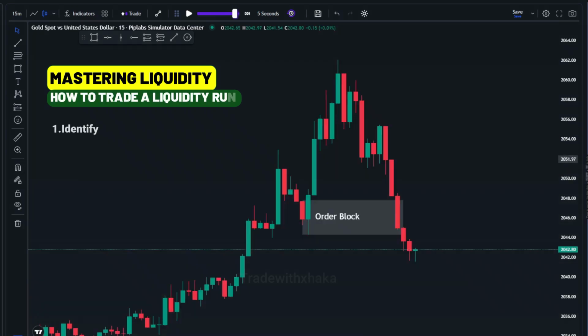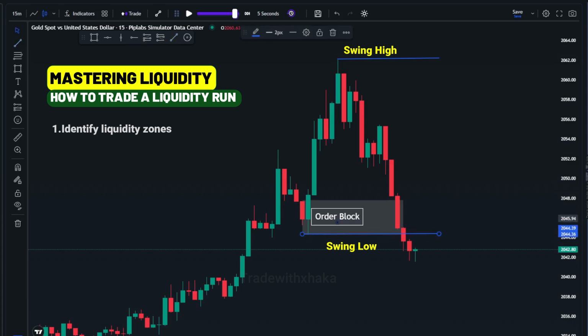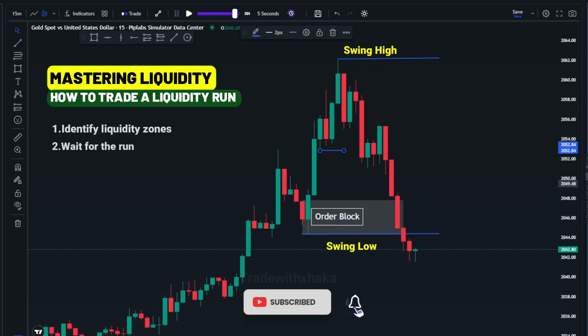Now, how do we trade a liquidity run? Number one, identify a liquidity zone. As you can see, we are in an uptrend and this is the swing high. Here is the swing low. At this swing low, we have another order block. We are supply and demand traders; we say they are pending orders. And as SMC traders, we equally see an order block inside the zone. They may use this order block as their entry position.